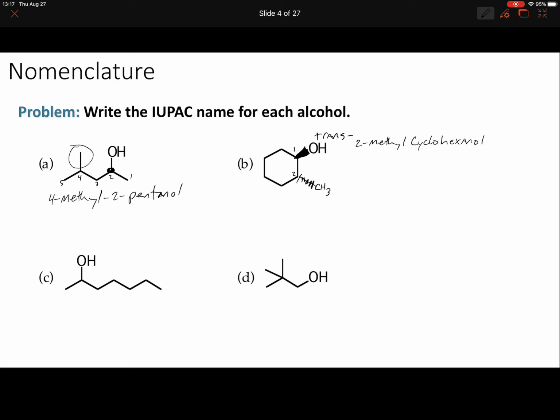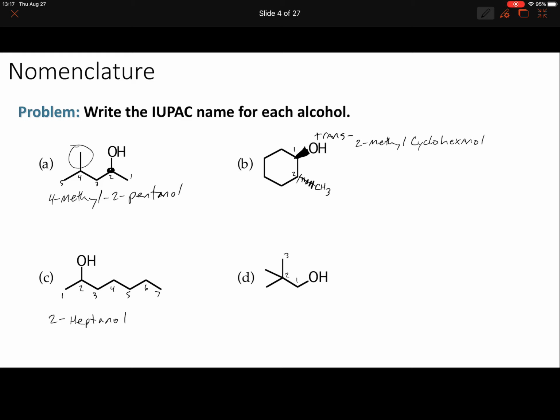2-methyl cyclohexanol, though, would be the big name. 1, 2, 3, 4, 5, 6, 7. So this is heptanol, and it's 2-heptanol. And last but not least, so this looks like we've got a 1, 2, 3, no matter which way we go.